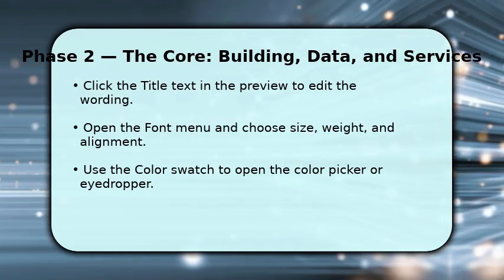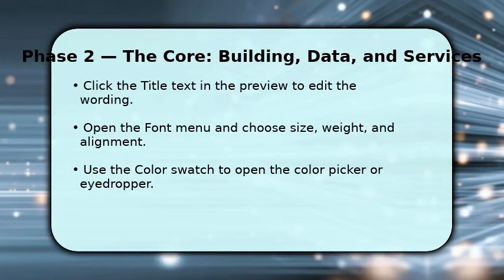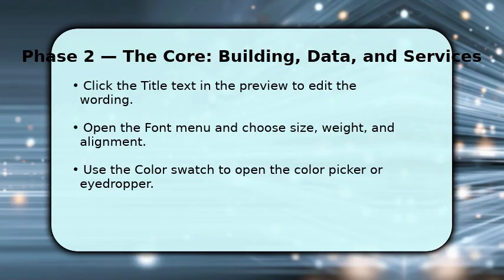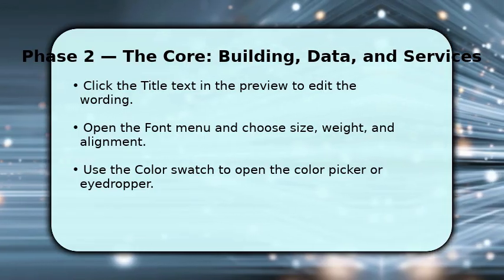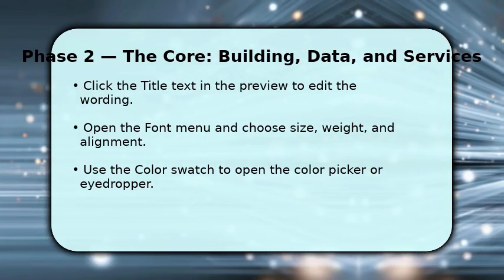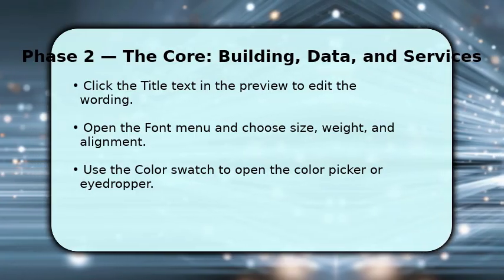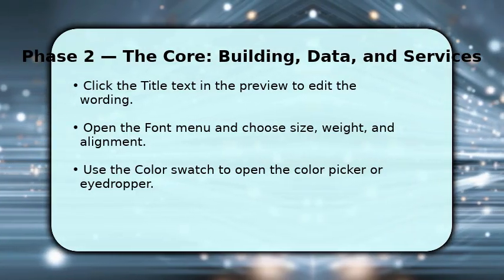Then click the color square to open the color picker. You can use presets, the spectrum, or the eyedropper to match a frame color. Once done, watch how contrast changes against your footage. Make adjustments until the text stays readable in motion.